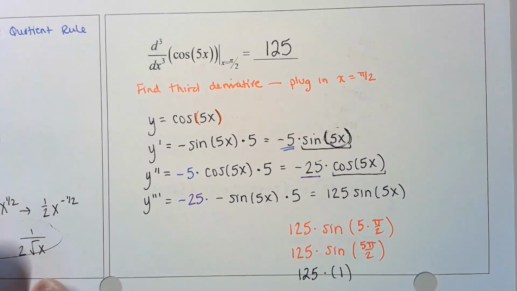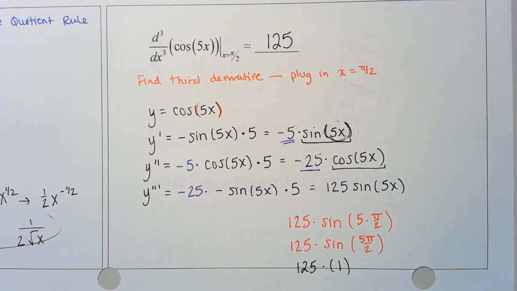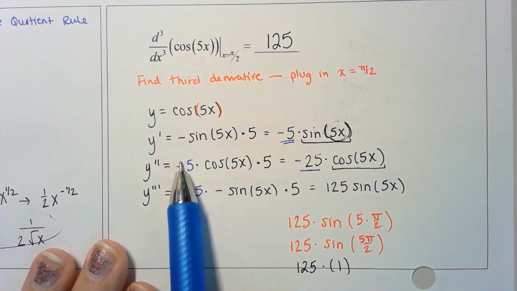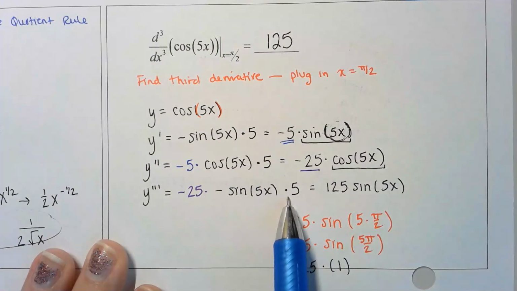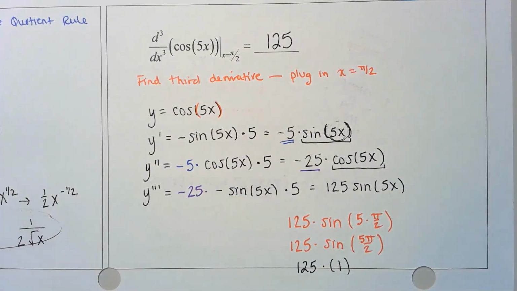So just be very careful with the repeated use of the chain rule. Every time I took the derivative, I multiplied by another 5. Don't lose those.